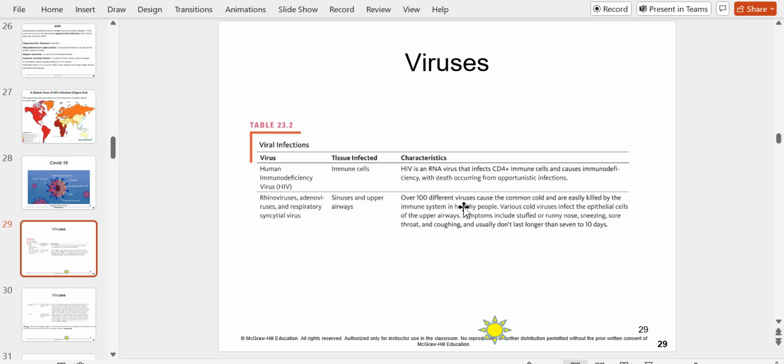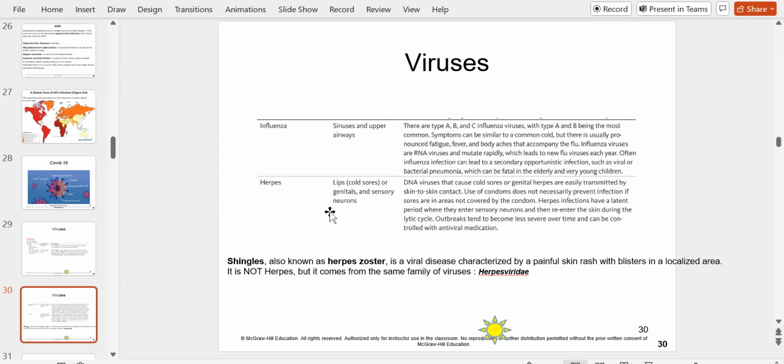There are over 100 different viruses that cause the common cold, and that's why every time you get the common cold, you get a newer, updated version, because these RNA viruses mutate very quickly, which is why every winter we get a new cold virus.